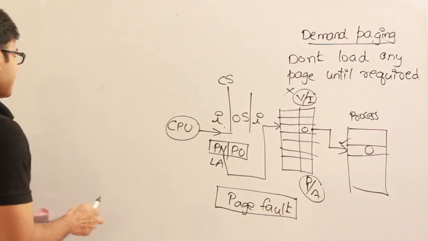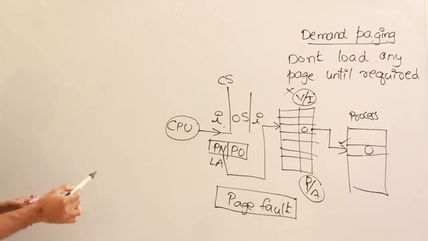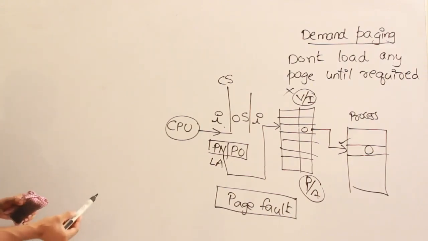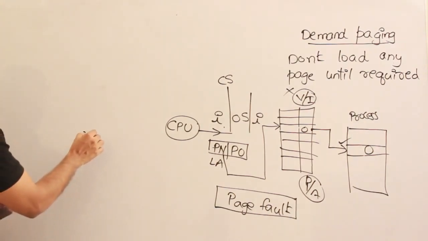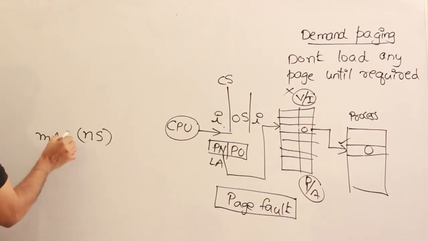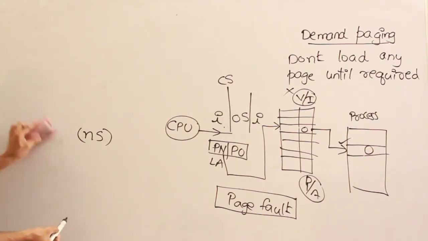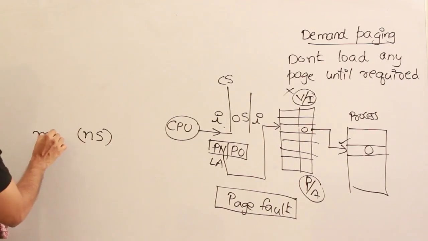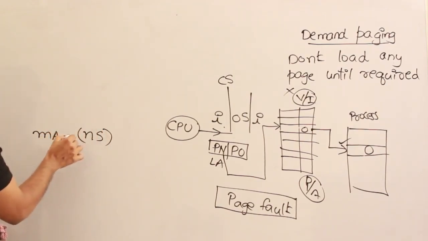Let us say, if everything is fine, which means if the page is already present in the main memory, then the time taken will be around nanoseconds, just the memory access time, right? Main memory access time. Now let us say this memory access time is in nanoseconds, alright?